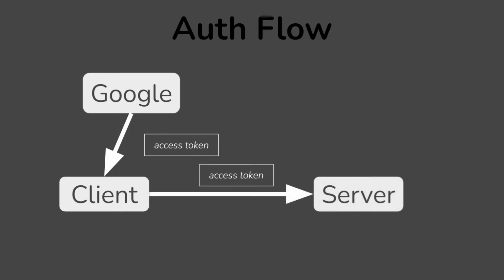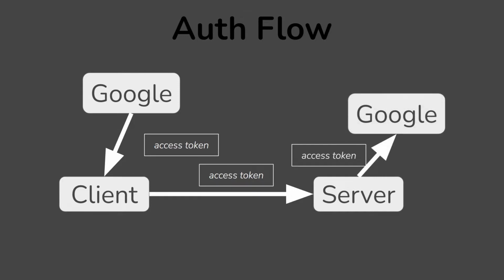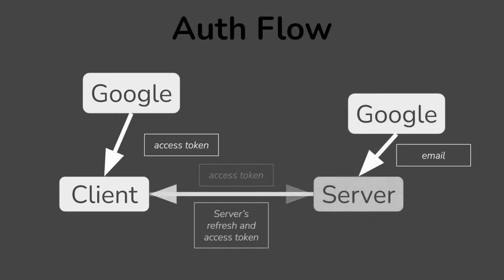And then we'll send that access token to our backend, which will then validate that user and send back the access token and refresh token to our front end. We can then use that access token for subsequent requests, including getting the user. Let's jump right into the code.